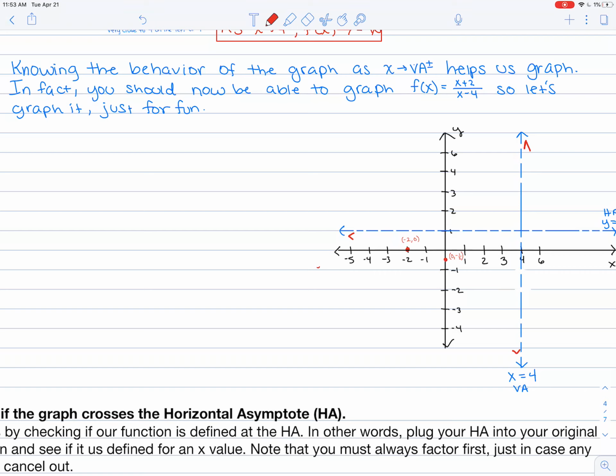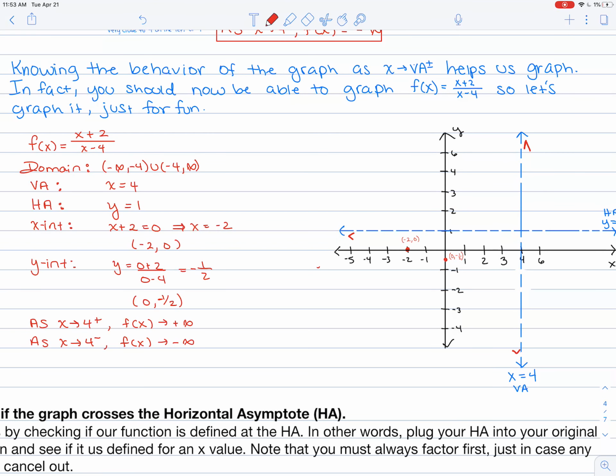So let's see what we can get out of f of x equals x plus 2 over x minus 4. Okay, so I'm going to highlight every time I talk about something so you can follow along. So on the left, take a look at the domain. You already know that this function is defined everywhere except at 4. That domain is also going to help us graph because then I can see where my graph is defined. Vertical asymptote, we already found that out above.